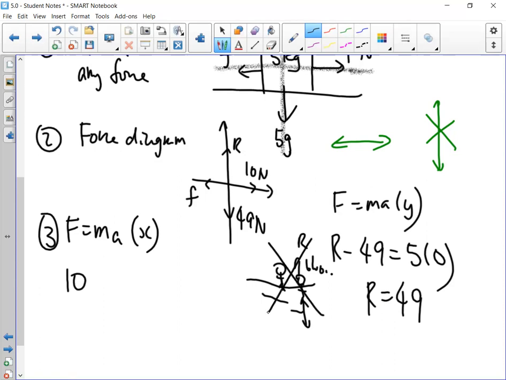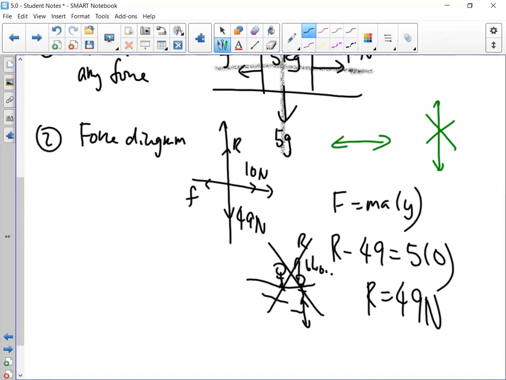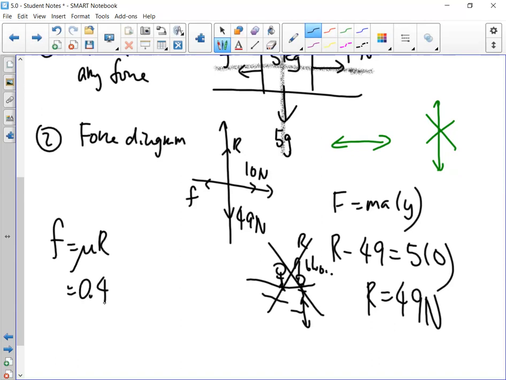Anyway, the reaction is 49. So what do we know about friction? Friction equals mu R. The mu is 0.4 and the reaction is 49, so 0.4 times 49 is 19.6 Newton.